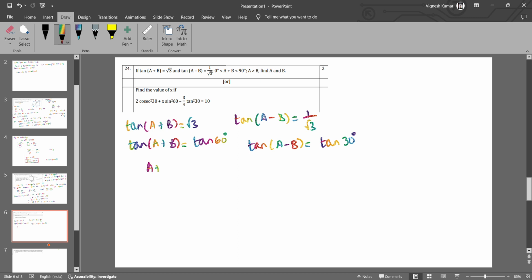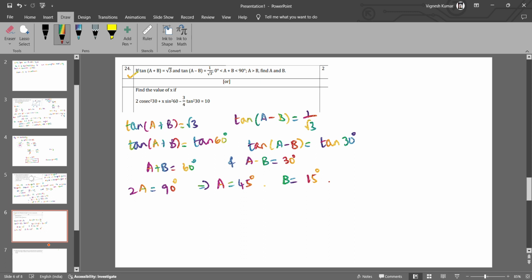So I will get two equations, which are a plus b is equal to 60 degrees and a minus b is equal to 30 degrees. Solving these doesn't take much time. If you add these two equations, you will get 2a is equal to 90 degrees, which gives you a is equal to 45 degrees. And if you substitute in any one of these equations, you will get the value of b as 15 degrees. So this is the solution for the first part, and you have an optional question here.